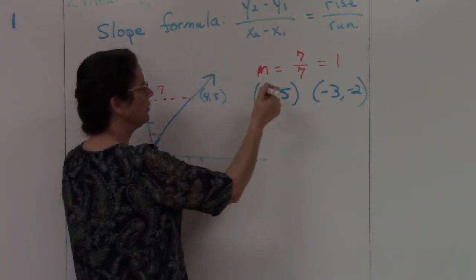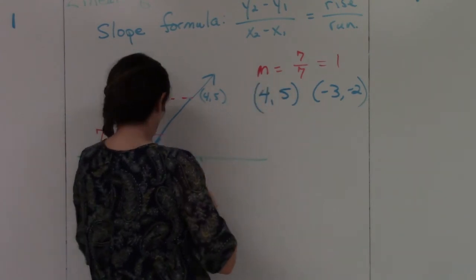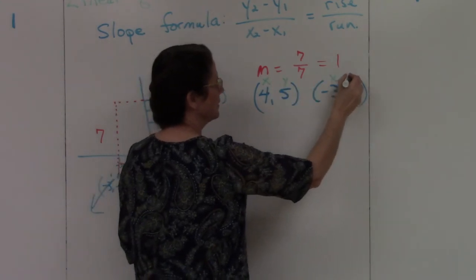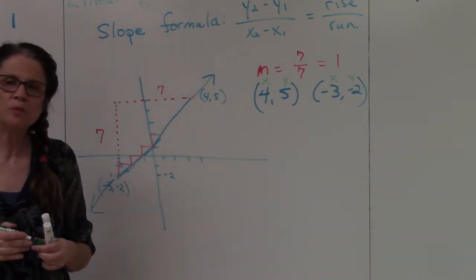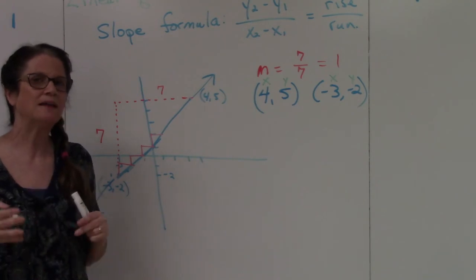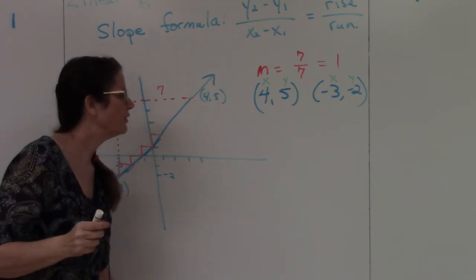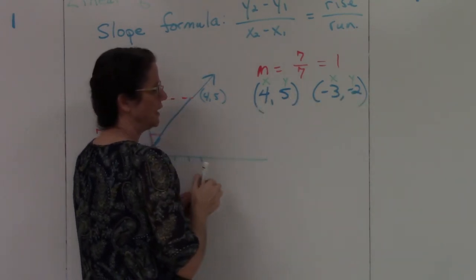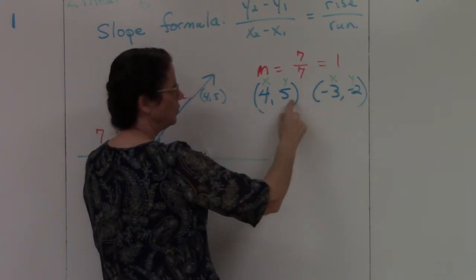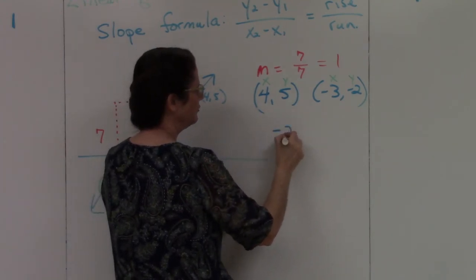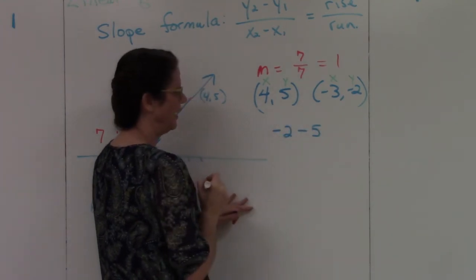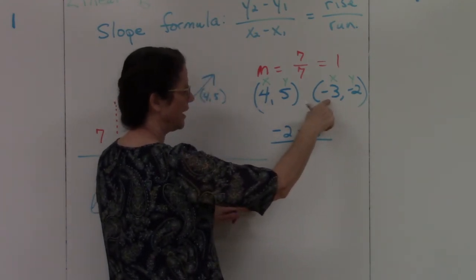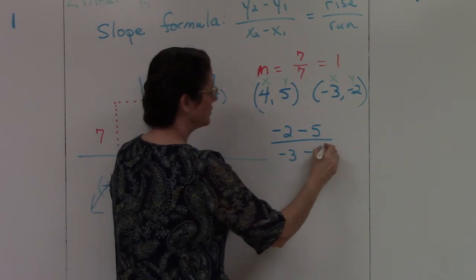Let's see if our calculation of the graph actually worked. So remember, your ordered pairs are always written in the format x and y, x and y. It does not matter which set you use. Just be consistent. So for this one, I'm going to use this as my second set. This is my first set. So watch what I do. Here's my 2 y values. So I have -2 minus 5 over, and I'm going to come back to my second set, -3 minus 4.